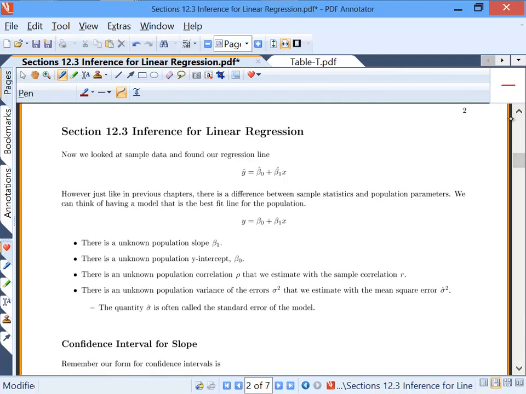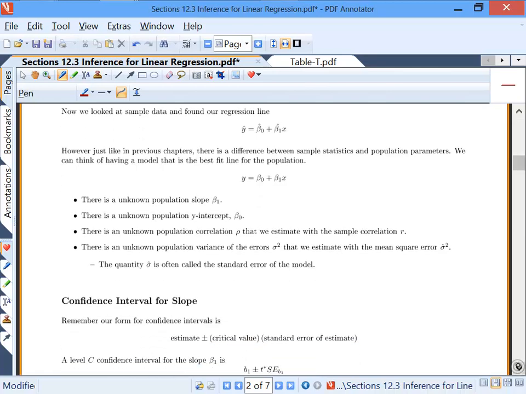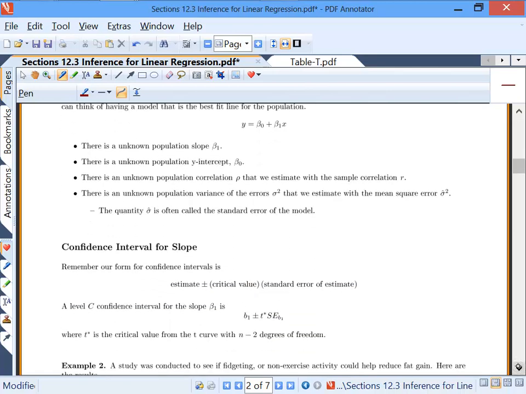So, just like before when we had sample means and population means, and we did a test to see what the population mean might be, and we did confidence intervals to see what the population mean might be, we're going to do the exact same thing here, but we're going to do confidence intervals for our slope instead. Why do you think I'm going to want to do a confidence interval for my slope instead of a confidence interval for, say, my y-intercept?